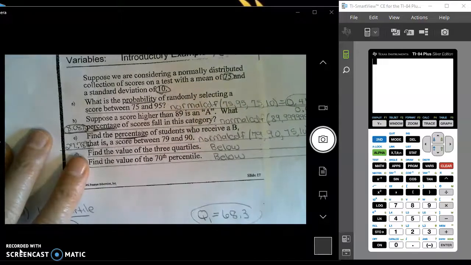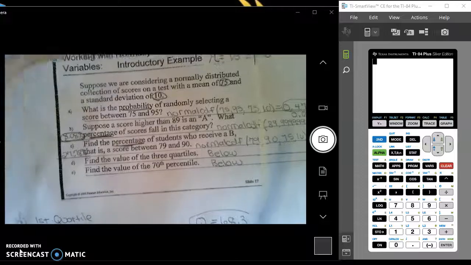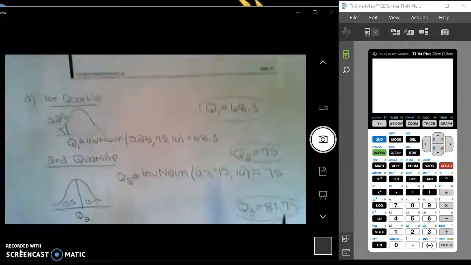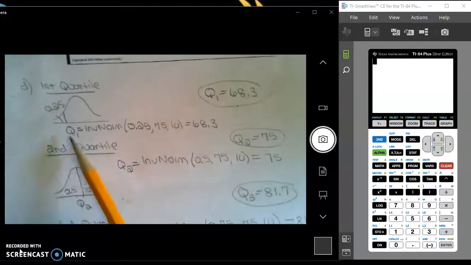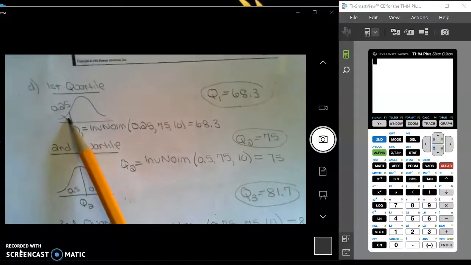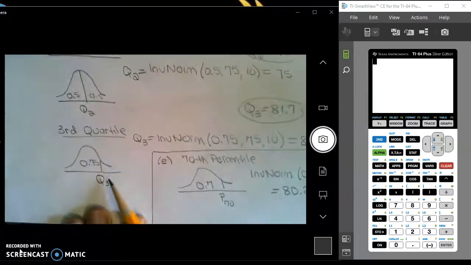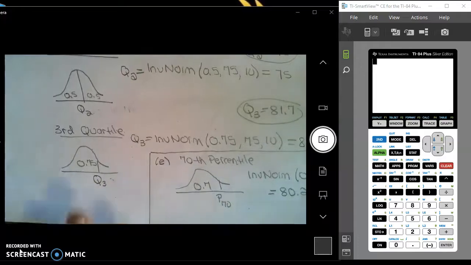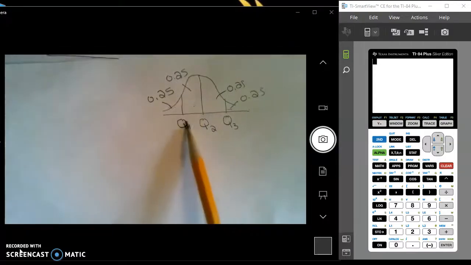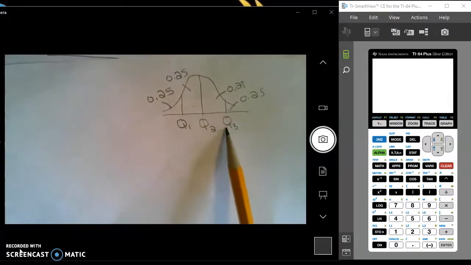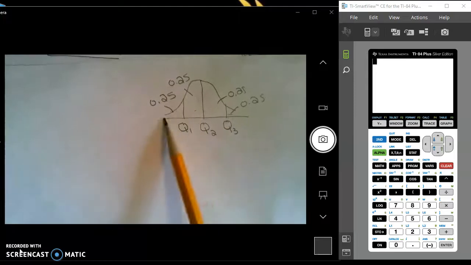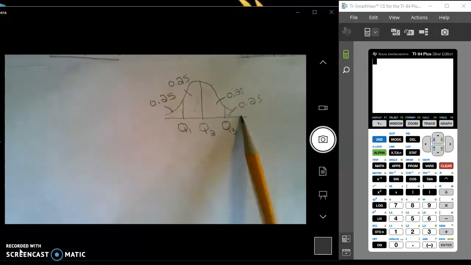Okay, so for this example, I asked you to find the 3 quartiles. I'm going to go through one of them here. Here's the first quartile. So again, we have 25% to the left. Here's the second quartile right in the middle, and here's the third quartile. This is what I'm going to do in particular. So just think of this: each part is 25%. So for the third quartile, there's 75% below and 25% above it.